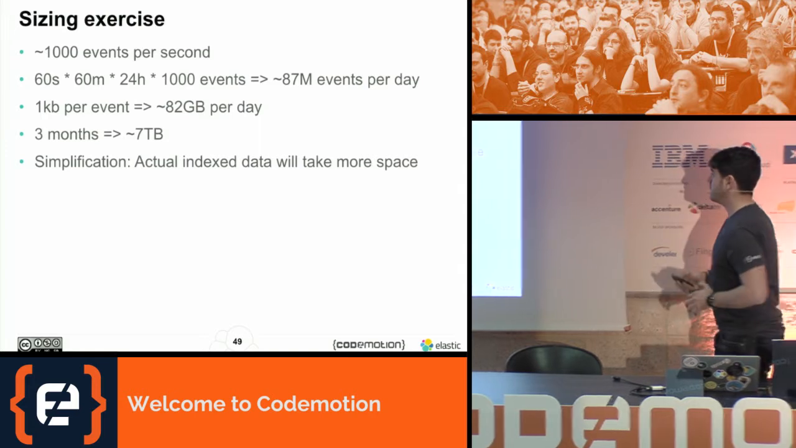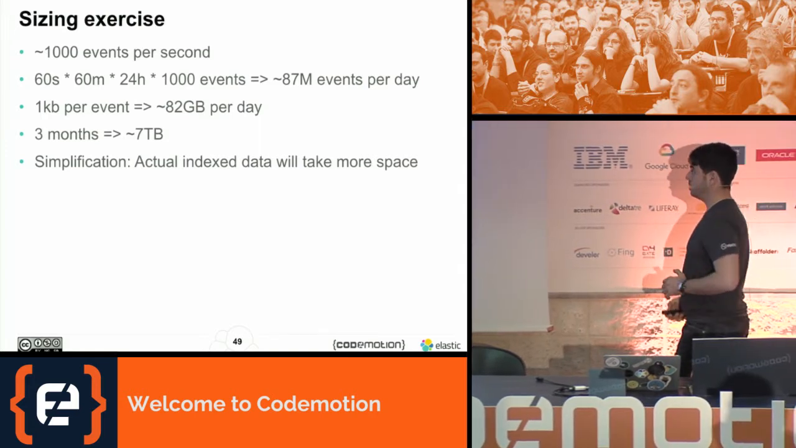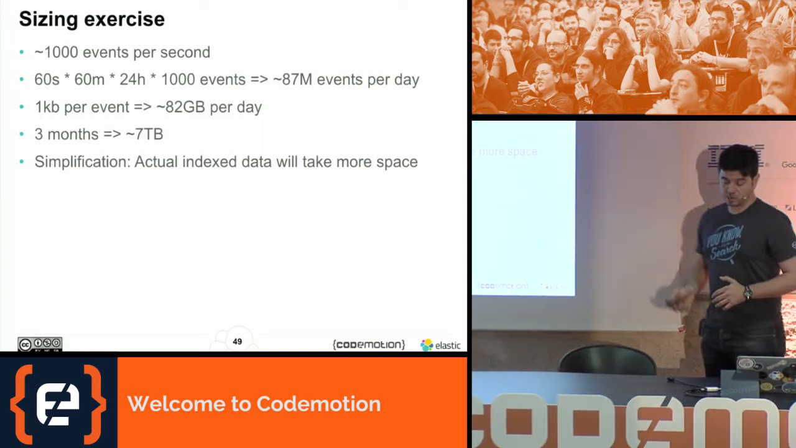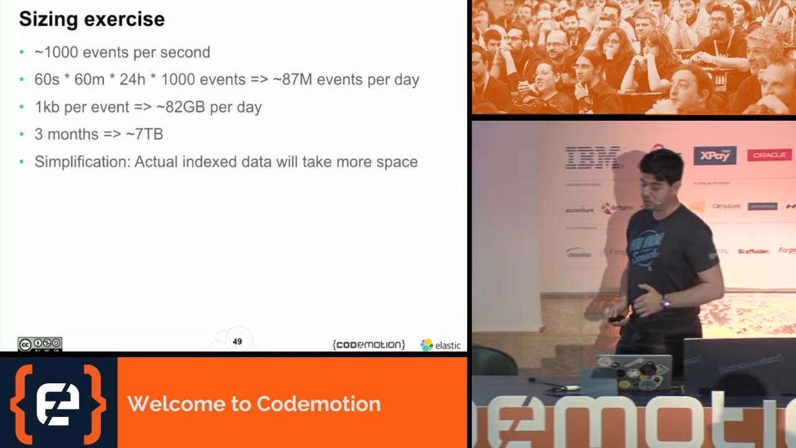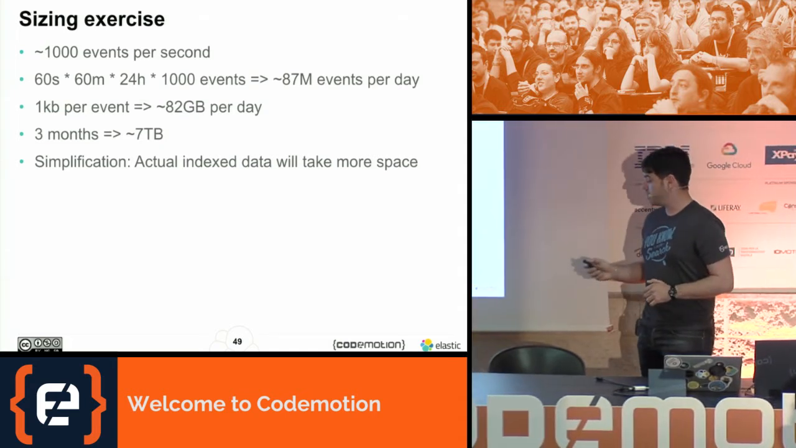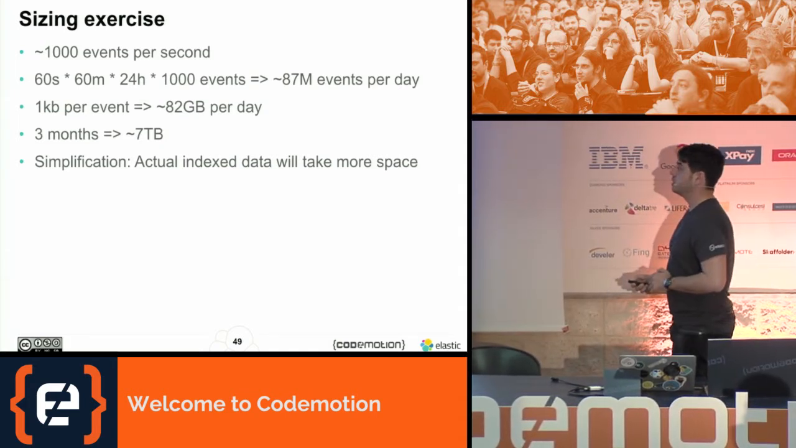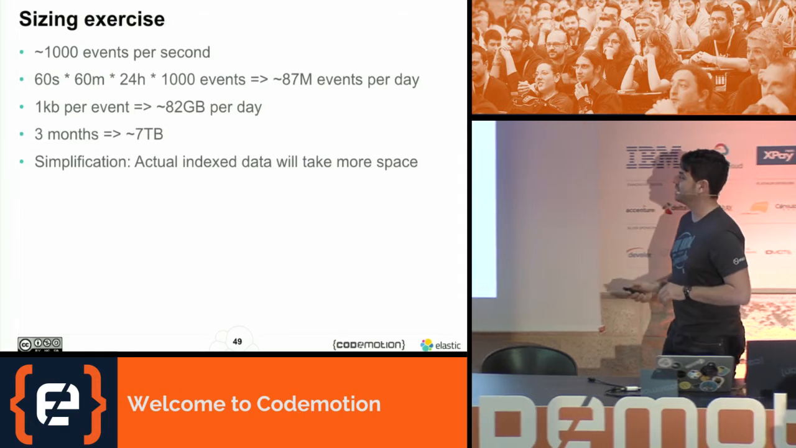So that's what usually works in this sort of use case. So we do a little exercise. Imagine you have 1,000 events per second, average size one kilobyte per event, and you have 3 months retention. We end up with about 7 terabytes of data. We do a little simplification in this presentation.